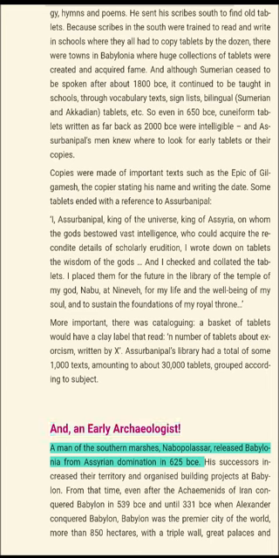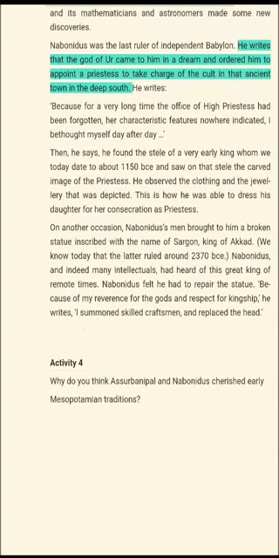And, an early archaeologist. A man of the southern marshes, Nabopolassar, released Babylonia from Assyrian domination in 625 BCE. His successors increased their territory and organized building projects at Babylon. From that time, even after the Achaemenids of Iran conquered Babylon in 539 BCE and until 331 BCE when Alexander conquered Babylon, Babylon was the premier city of the world, more than 850 hectares, with a triple wall, great palaces and temples, a ziggurat or stepped tower, and a processional way to the ritual center. Its trading houses had widespread dealings and its mathematicians and astronomers made some new discoveries.